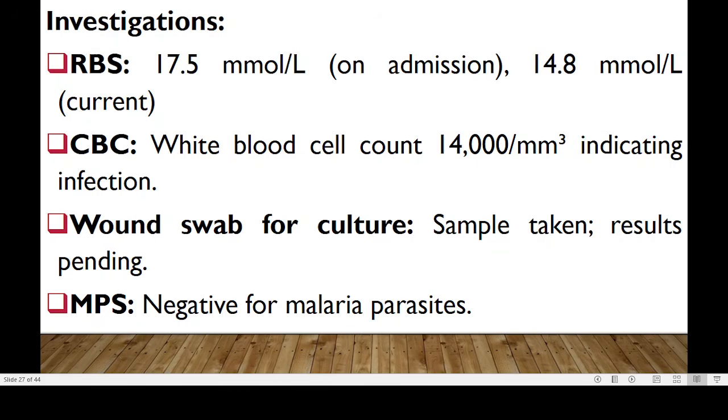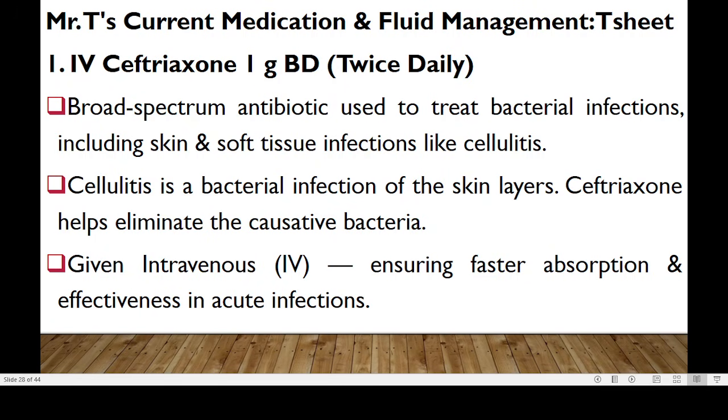CBC, complete blood count, was generally okay, except for the white blood cells, which were about 14,000 per cubic millimeter, indicating that there is likely an infection. Wound swab for culture, the sample was taken, but results are still pending. We are still waiting for the results. And then MPS, malaria parasites, it was negative. So we have ruled out malaria.